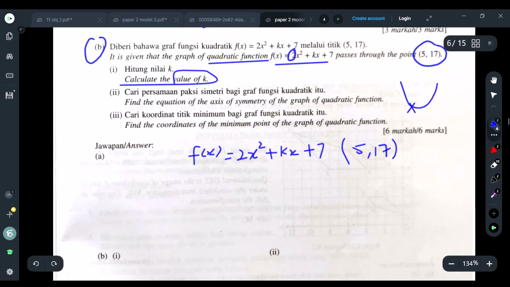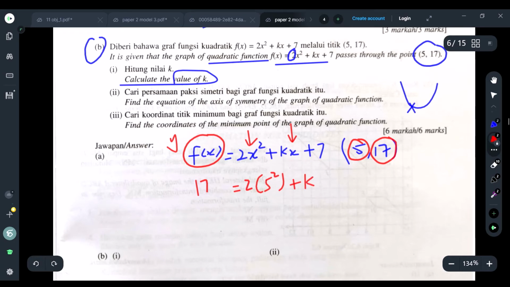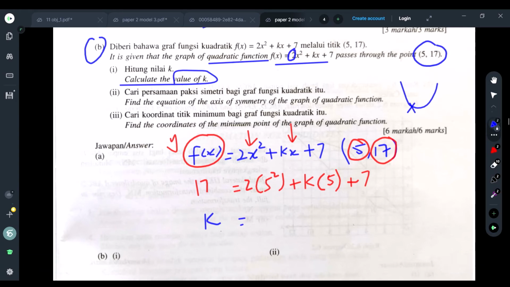So you just substitute your x. This one is your x here, and your y here is actually your f(x). So you just substitute: 17 equal to 2 times 5 squared plus k times 5 plus 7. Here you can find your k. I will not show you how to get your k. k is negative 8. So this one is already done.